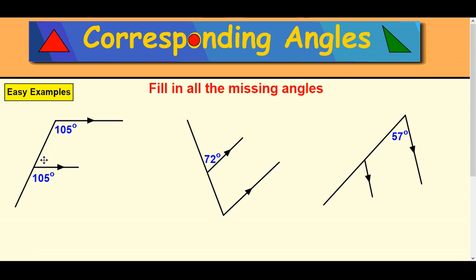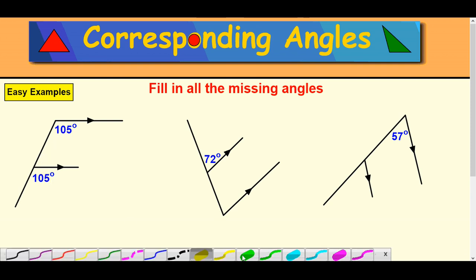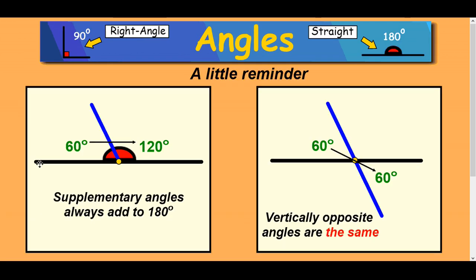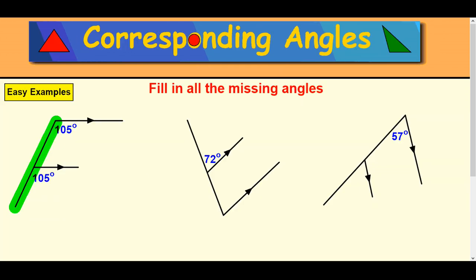Now there's this wee missing one here. Now what you need to think about there is we have got a straight line. So when you're looking at a straight line, straight lines always add up to 180 degrees. Either side comes to 180 because a flat line is 180 degrees. So if you're looking at that there, then these two come to 180, so that one's going to be 75.